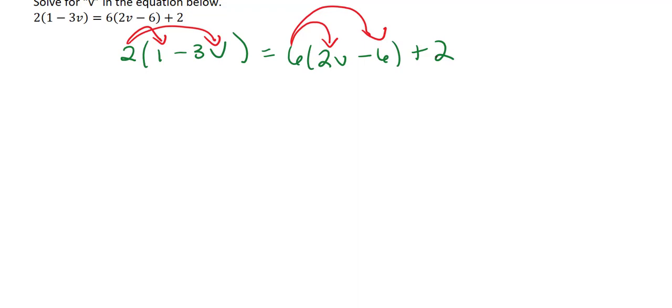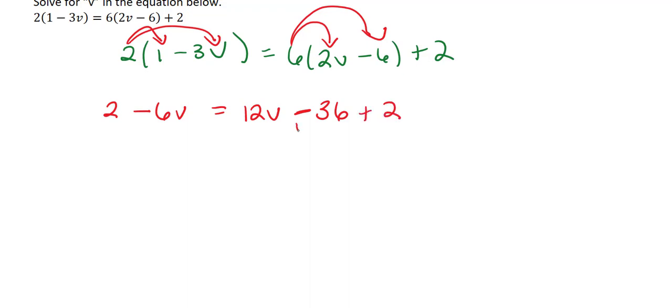So let's start on the left. 2 times 1, that's 2. 2 times negative 3 is minus 6, and we have a v, which is equal to now 6 times 2v, right? 6 times 2, well, that's 12v. 6 times negative 6 is minus 36, right? Because there's one negative, it means the whole number is negative, or we can leave the subtraction sign there. So we have minus 36, and then we have plus 2.